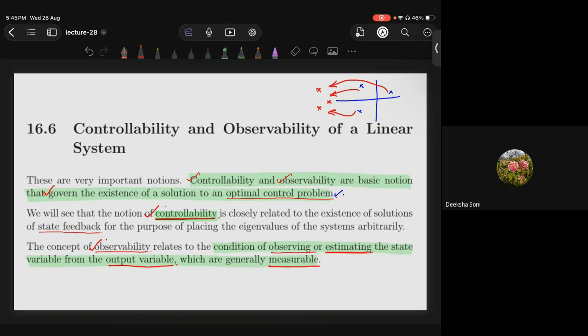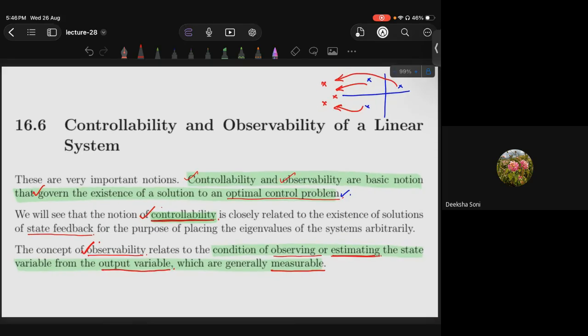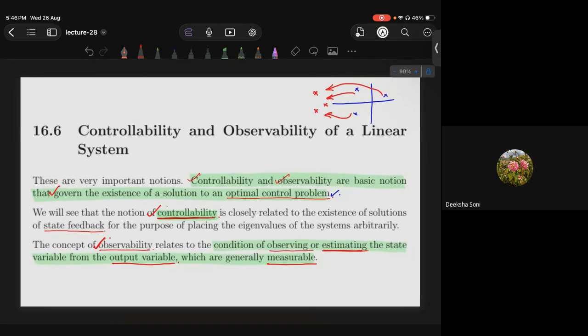You need measurements of the states. So the observability talks about the measurements of those states. Okay, can we measure or not? The controllability assumes that all the states are available to you. Then it will design the controller to move the poles to these new red colored poles. Whereas observability talks about can we measure all those states or not?